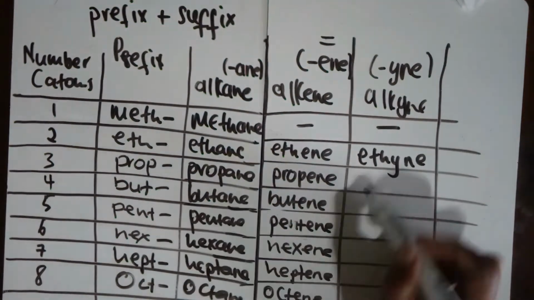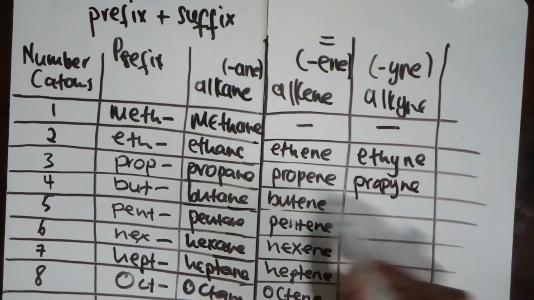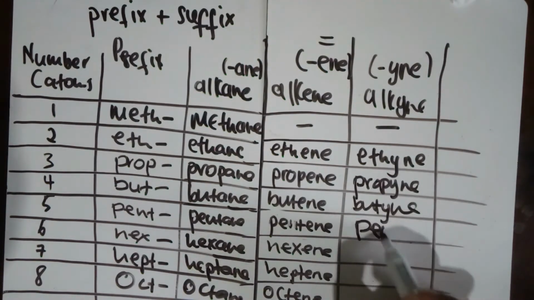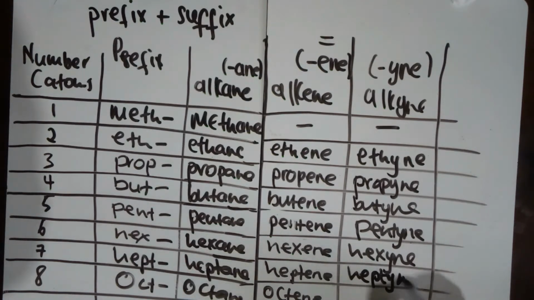And then we have propyne. And then, what is it? Butyne. Pentyne. And then hexyne. Heptyne. And lastly octyne.